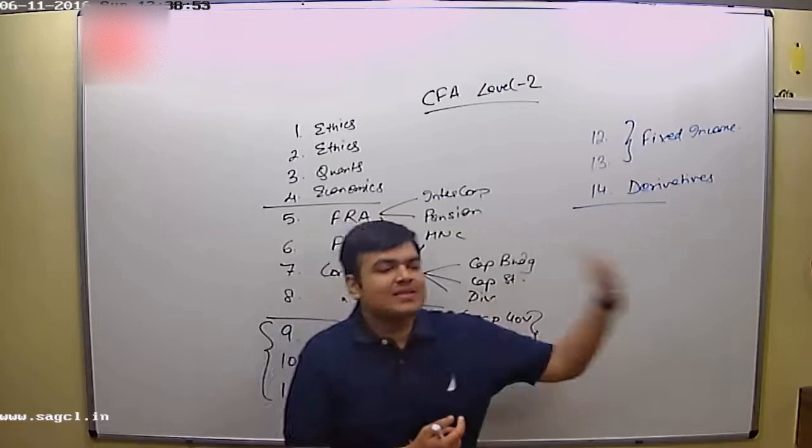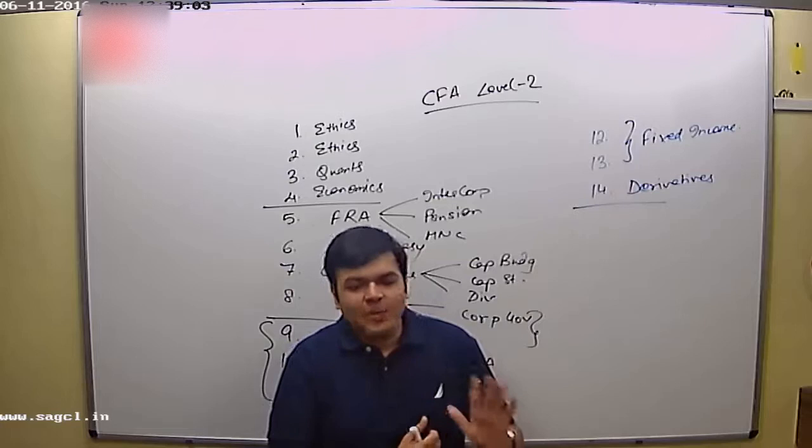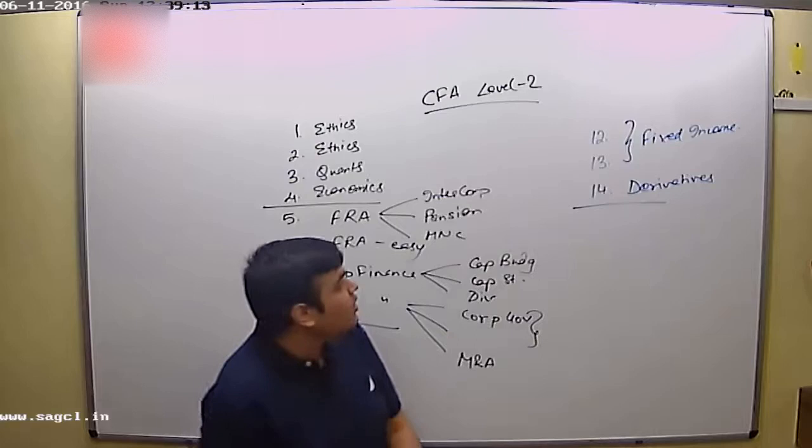How do you calculate that 7.8%? That is the pricing of the swap. That we'll cover in derivatives. Very interesting, very easy stuff. But very interesting stuff. And options and all ka calculation. That completes your book 4. And in the fifth book, you're left with portfolio and alternate investments. 15 is going to be alternate investments.